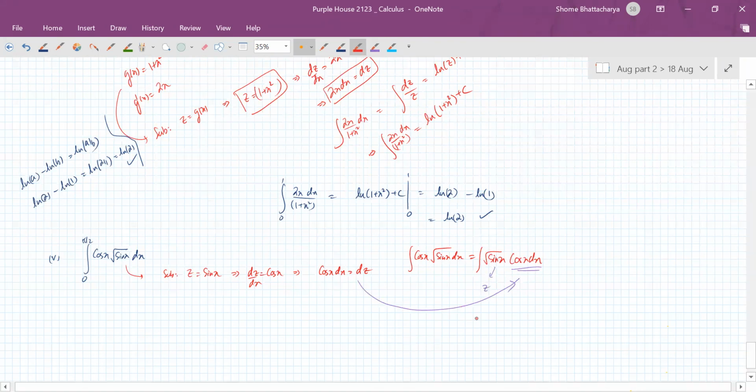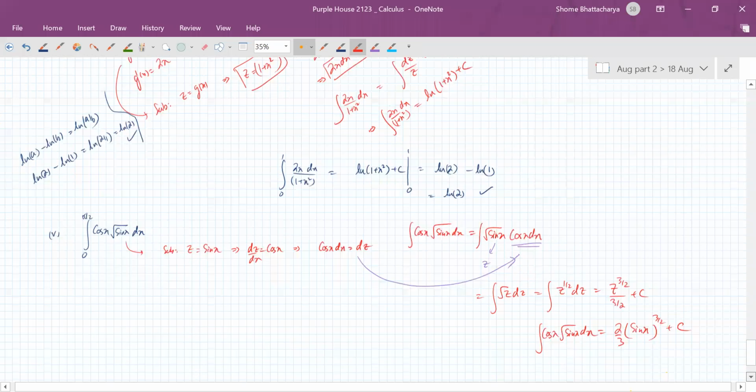So the integral becomes root z dz. Now this is easy to integrate. This is z to the power half, so z to the power 3 by 2 divided by 3 by 2 plus c. So it's 2 by 3 z to the power 3 by 2. Now z is what? Sin x. So 2 by 3 sin x to the power 3 by 2 plus c. So that is this indefinite integration, the integration of cos x into root sin x dx.